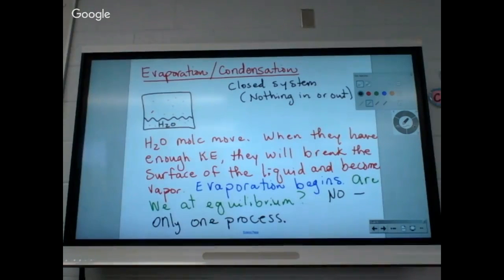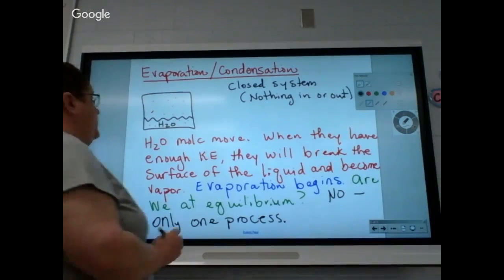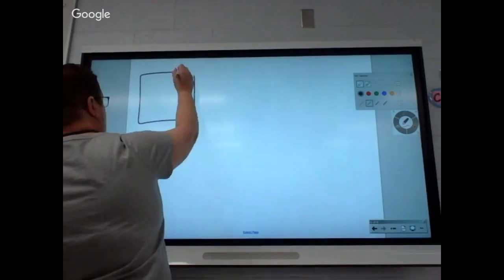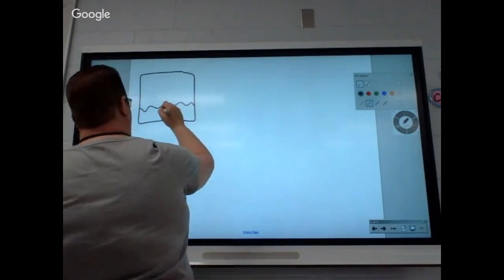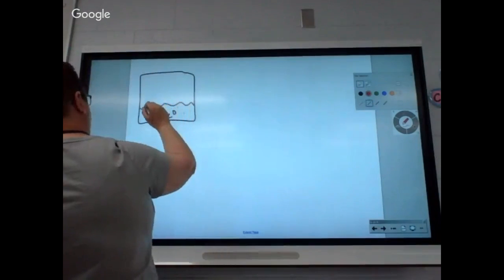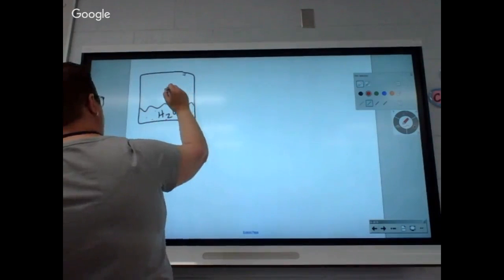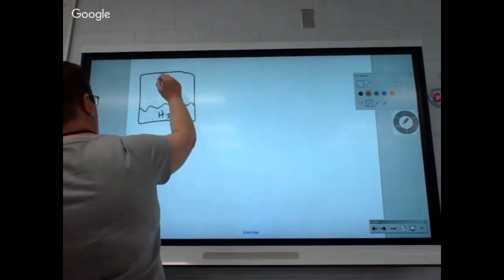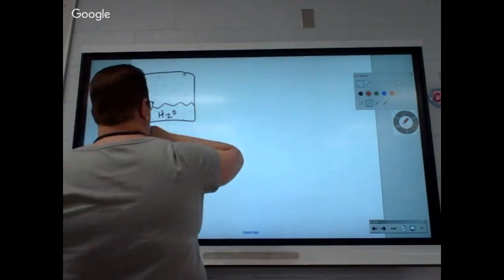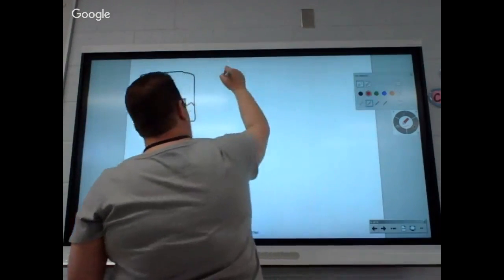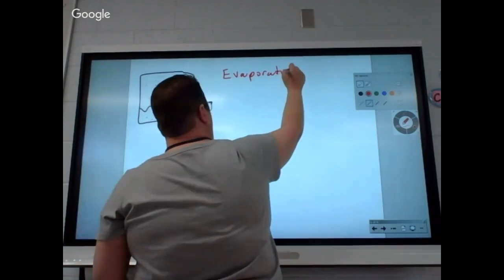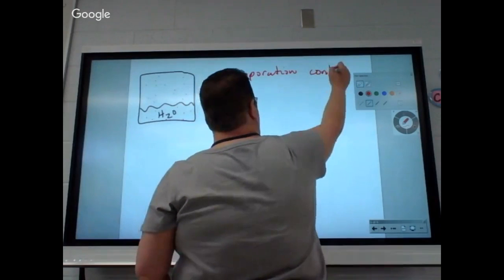All right, has everybody got what they need off this board? Okay, so if you leave a cup of water in your house, it'll evaporate out. How long that takes depends on how much water is in there and what the temperature is in the house. We're going to talk about those conditions in a little bit. All right, so evaporation continues.